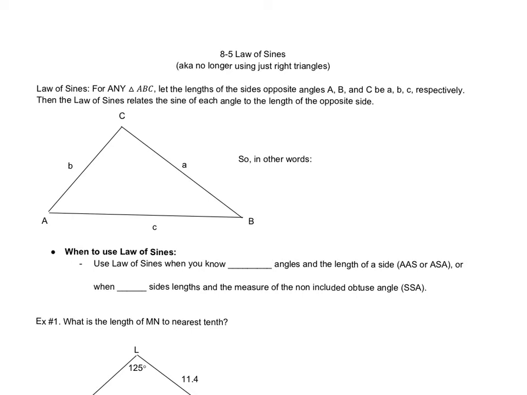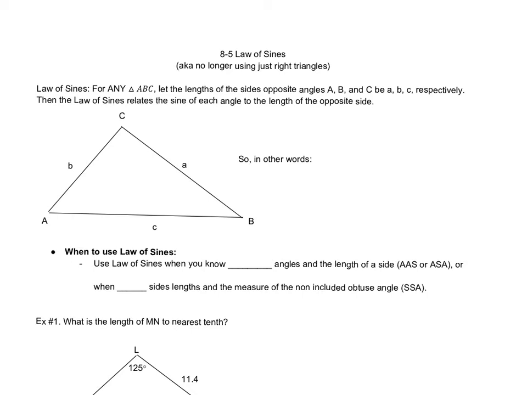We're kind of moving in a new direction today because so far all we've done is right triangles. This is not for right triangles, okay? This is for any triangle that you can use the law of sines. So here's what the law of sines says. For any triangle ABC, let the lengths of the sides opposite angle A, B, and C be lowercase a, b, and c. And that's what we've done so far already. So that's not new, right? We're just saying A is across from A, B is across from B, C is across from C, okay?